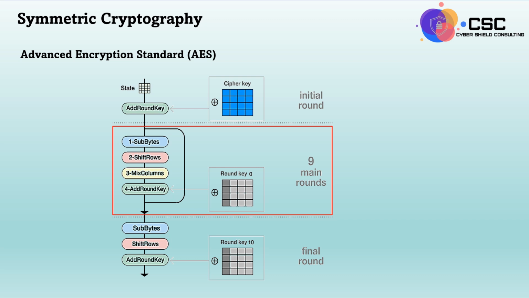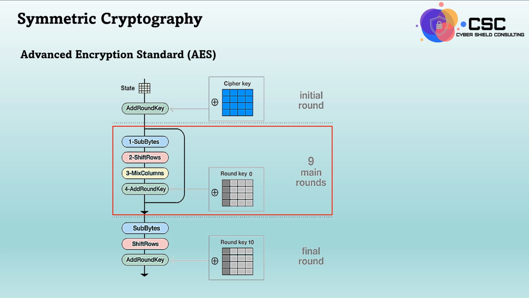AES undergoes 9 main rounds for AES 128, where 4 transformation steps are applied in each round. Sub-bytes, where each byte is replaced using a substitution table, S-box, adding nonlinearity. The second step, shift rows. Rows in the state matrix are shifted left, disrupting patterns and enhancing diffusion. Next, mix columns. Columns undergo a matrix transformation, spreading changes across the block. And last, we have the add round key. A unique round key is applied through XOR to add key dependency.